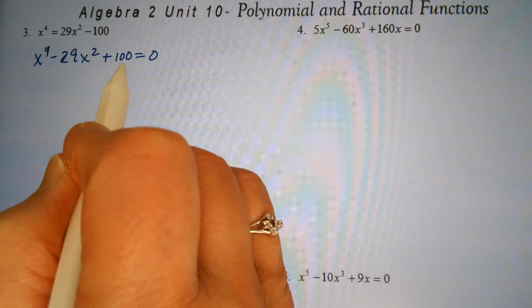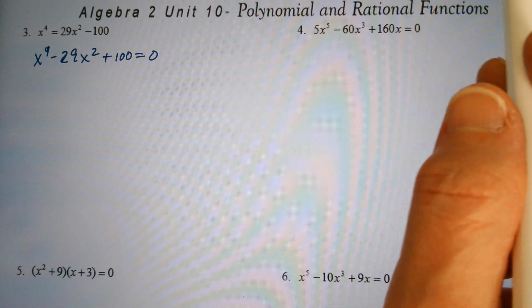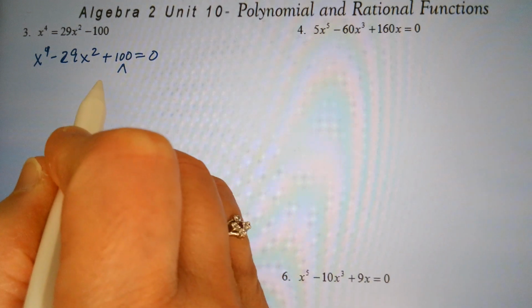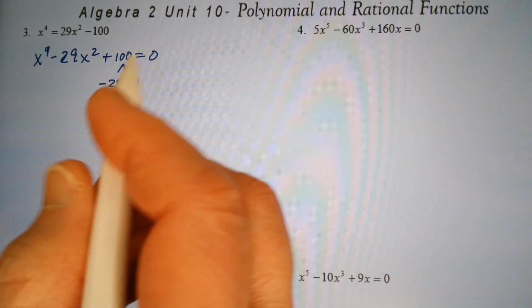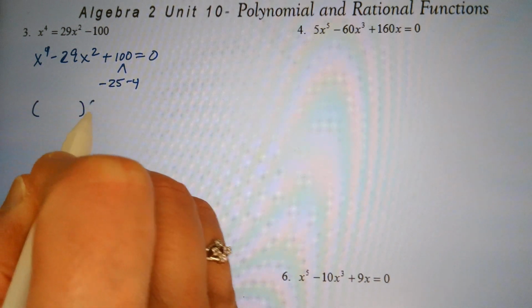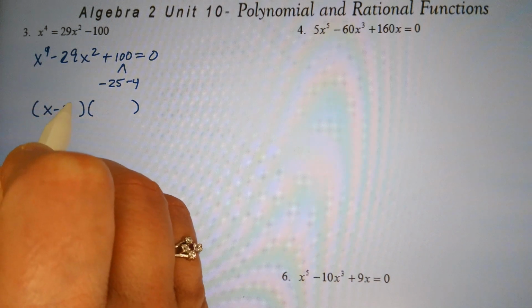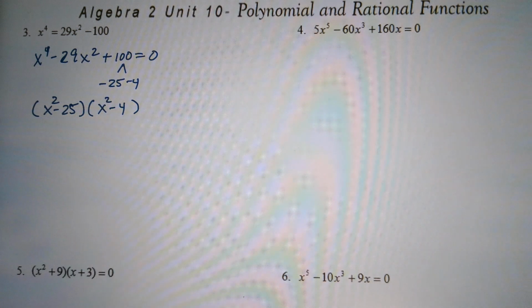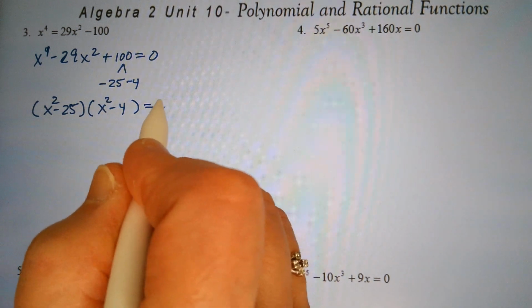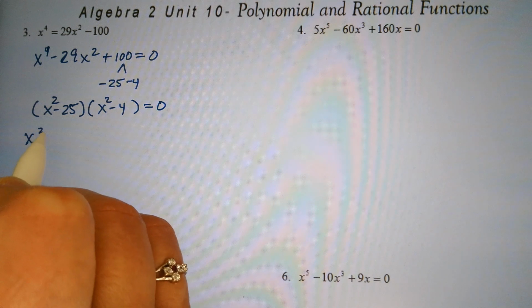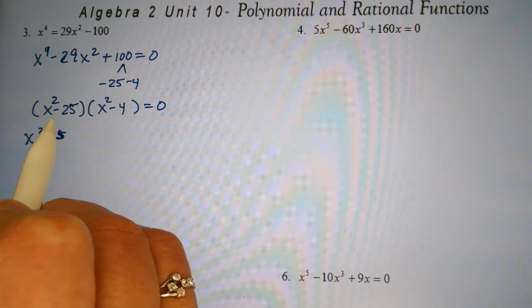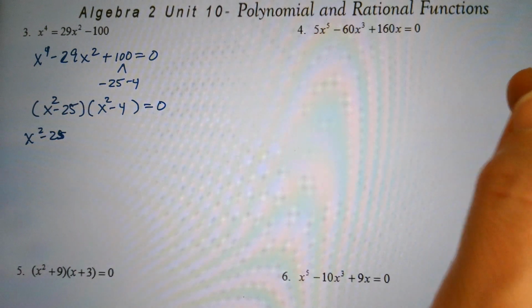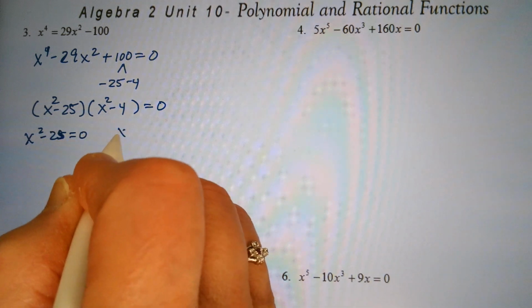Three terms, factors of 100 that sum to -29: -25 and -4. This will factor into two binomials. Instead of x minus 25 and x minus 4, we want x squared minus 25 and x squared minus 4. Set each factor equal to 0, or you could factor further. These are both differences of perfect squares. I'm going to keep them as they are and set each equal to 0.